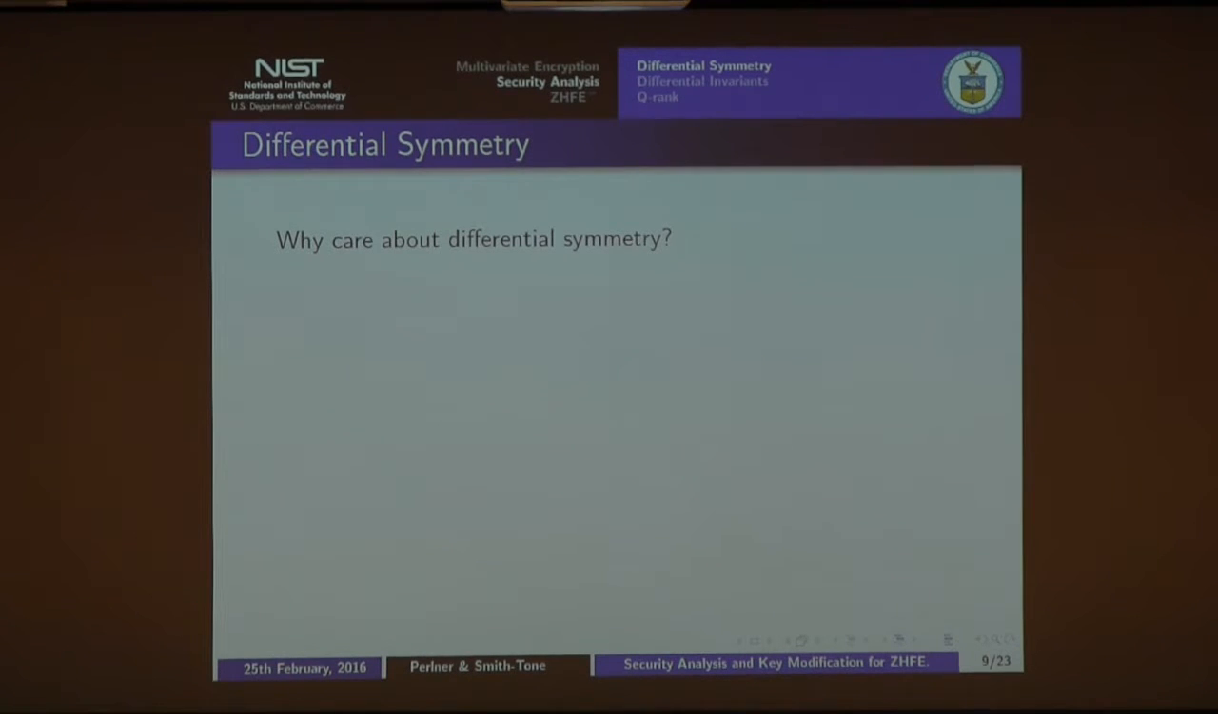Balanced oil and vinegar: the Kipnis-Shamir attack actually is a differential attack. It's a differential invariant instead of a differential symmetry. I'll talk about that in a minute. But there are very, very many schemes, LIC minus, many of them, where the differential attacks were of great concern. So here's something else that might make you alert.